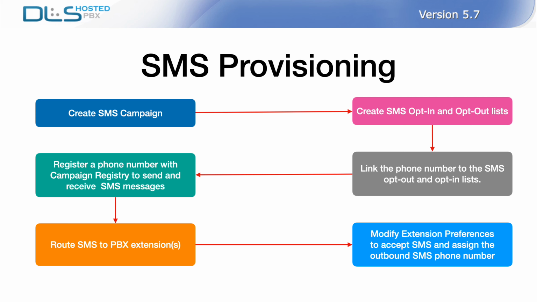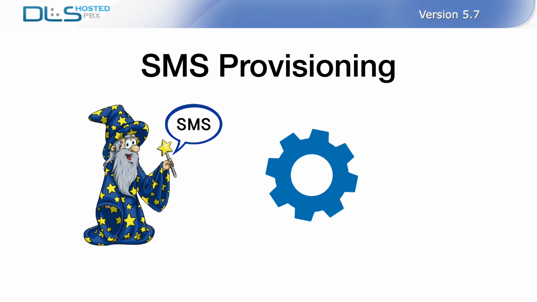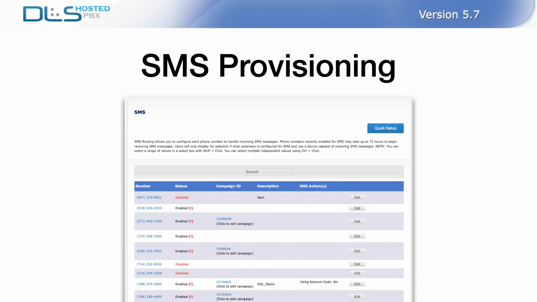extension. In version 5.7, we've introduced the SMS Quick Setup Wizard, a user-friendly tool that simplifies and streamlines the entire setup process, guiding you through every step. With this wizard, you can configure SMS for any extension from scratch within minutes. And the best part, the old steps are still available if you want to modify a specific aspect of the SMS system or set up SMS manually. So whether you prefer the traditional method or the quick and easy wizard, DLS Hosted PBX 5.7 gives you the flexibility you need to manage your SMS and MMS services effectively.